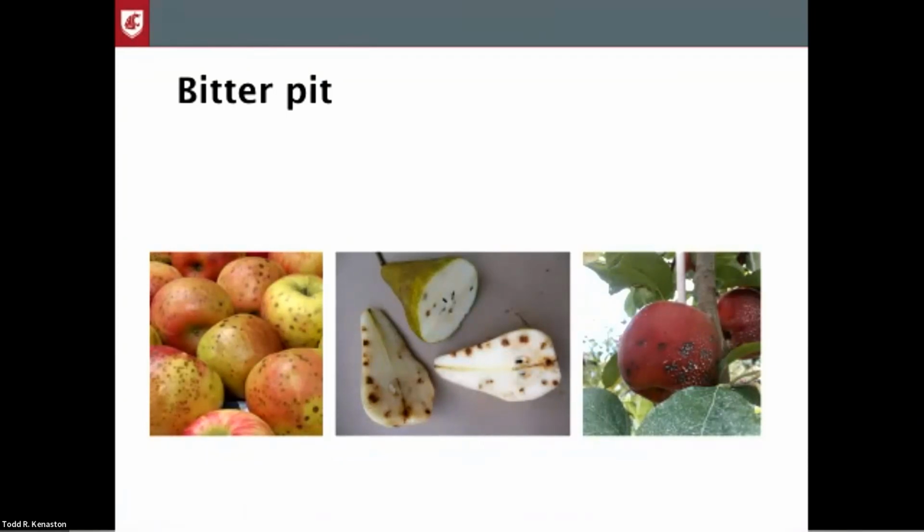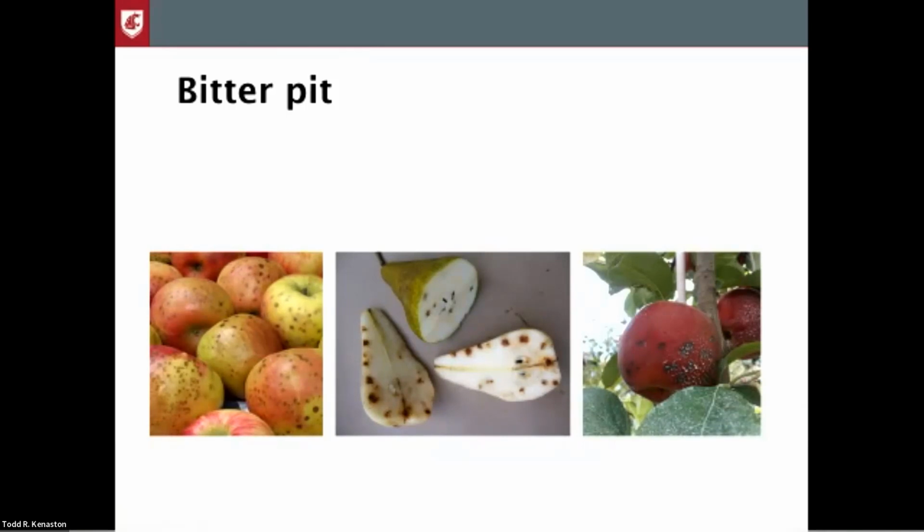And this is just a symptom, the way we see it. You probably have heard of different ways that we call this symptom, depending on the variety, depending on the species. But mainly, bitter pit is allocated to apples. You all have probably seen this in Honeycrisp, but it also happens in many other varieties.